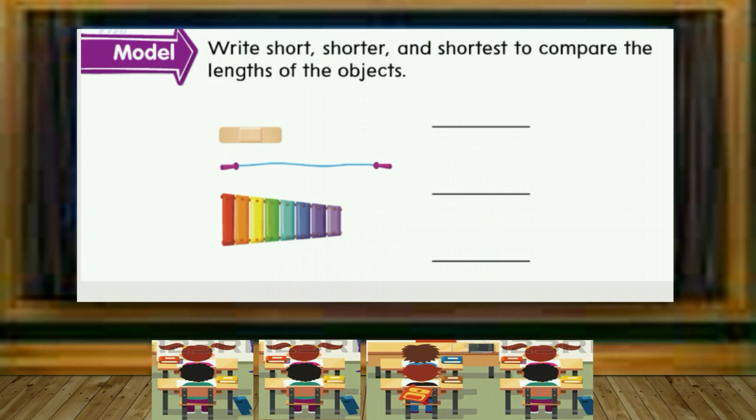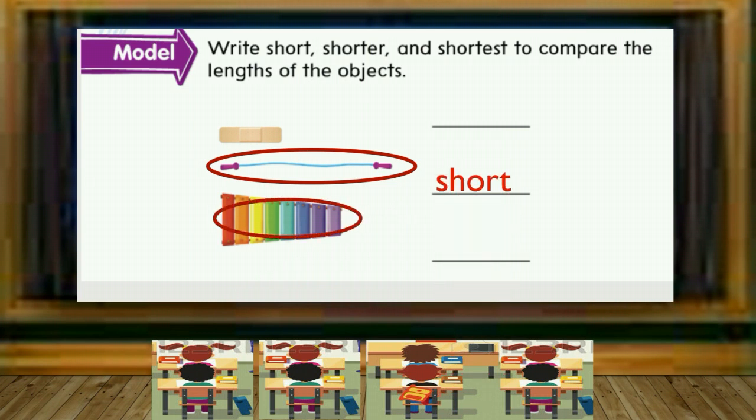Write short, shorter, and shortest to compare the lengths of the objects. As you can see, the objects are lined up from end to end. Okay, very good. That is correct. That is short. Exactly. That is shorter. And that one is the shortest. Very good.